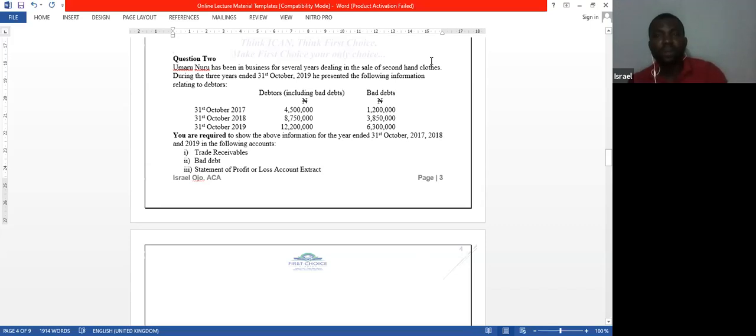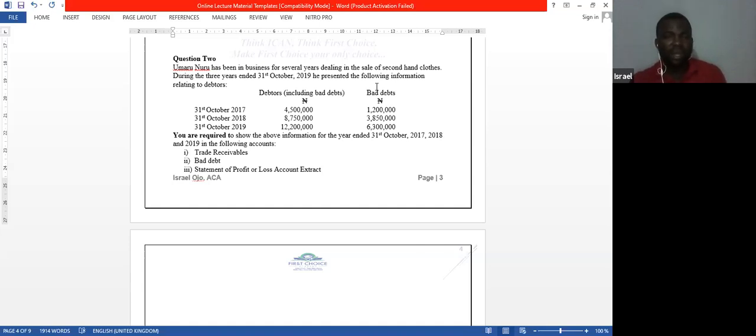So during the 3 years ended 31st October 2019, he presented the following information relating to debtors. So they now gave us information relating to debtors. We have debtors, including bad debts. Inside that debtors, we have bad debts there. So we have 31st October 2017 to be 4.5 million and the bad debt to be 1.2.